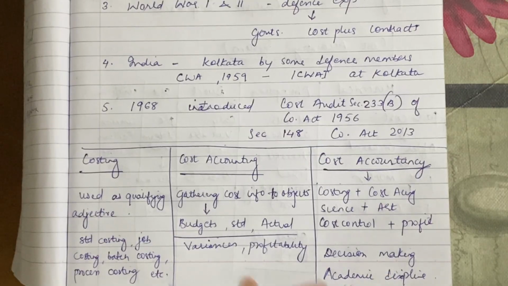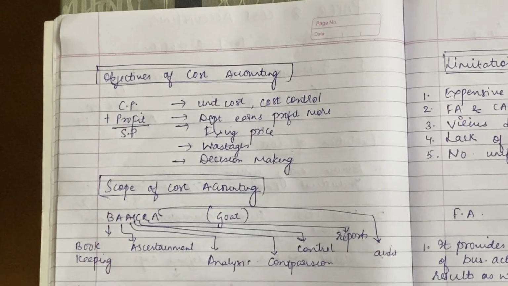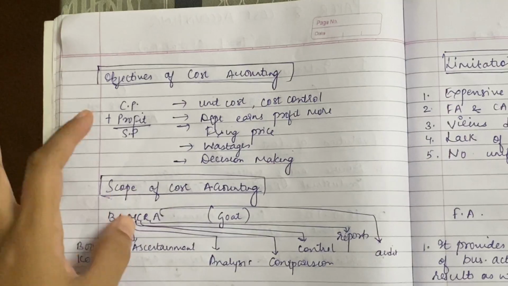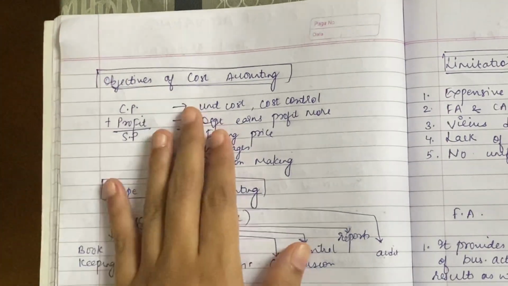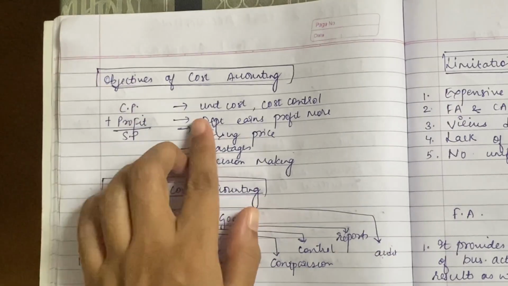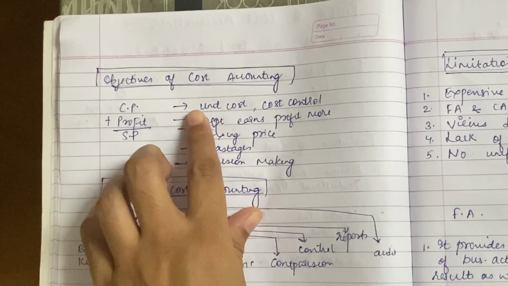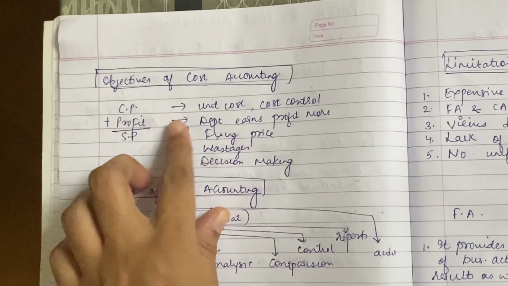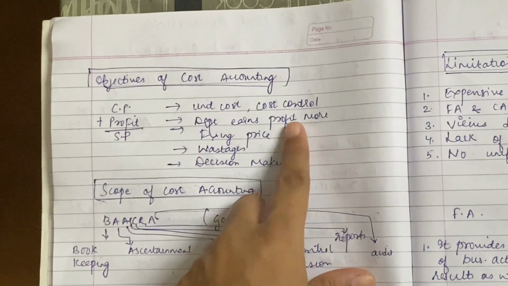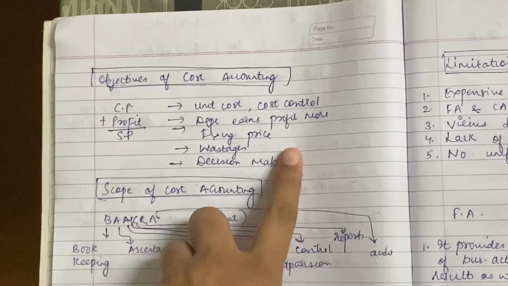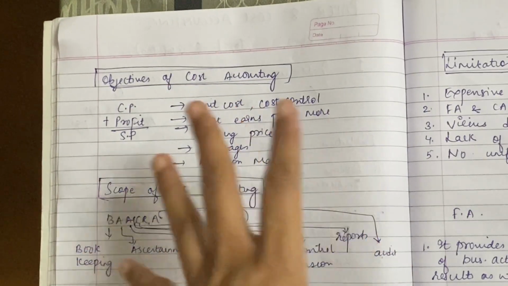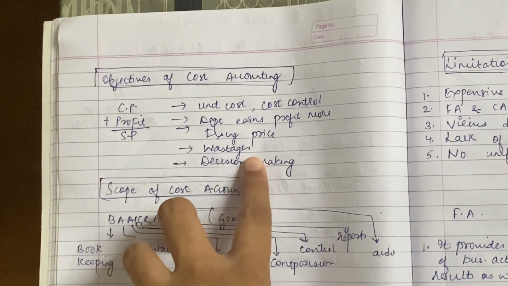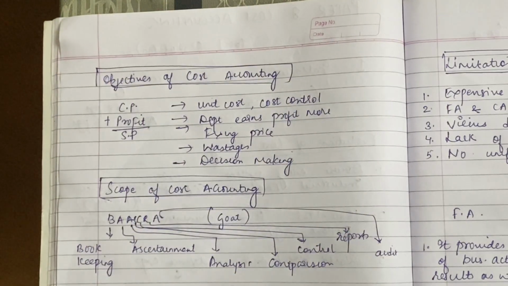Now we have the objectives of cost accounting. As I told, cost price plus profit is selling price. So what are the objectives? To find out the cost of the unit, to control the cost, to know which department earns more profit, and to fix the selling price. This is the main objective of cost accounting. Wastages in all the processes are to be checked, and this also helps in the decision making process. These are the basic objectives of cost accounting.